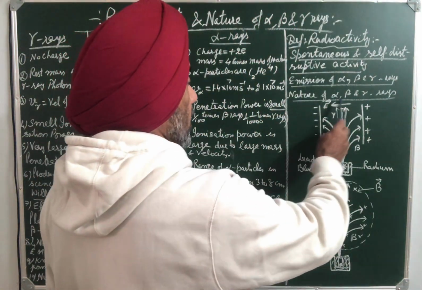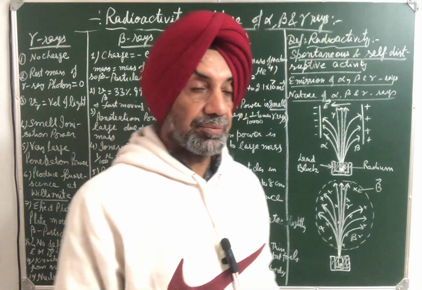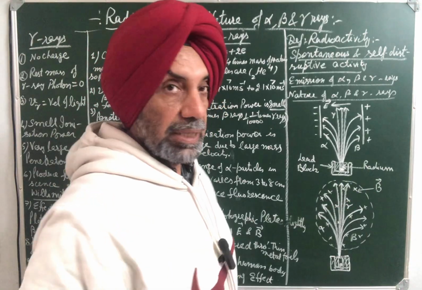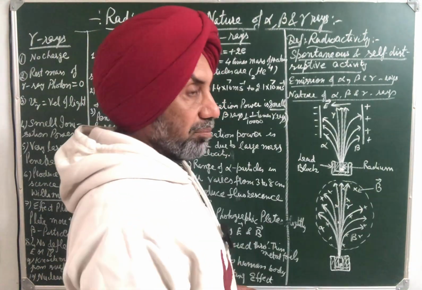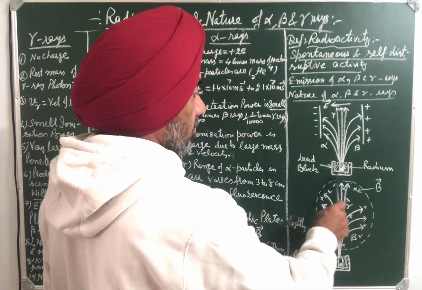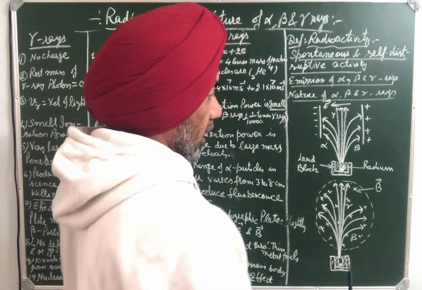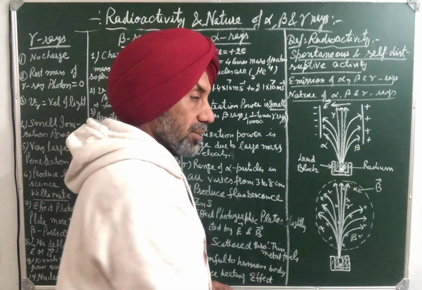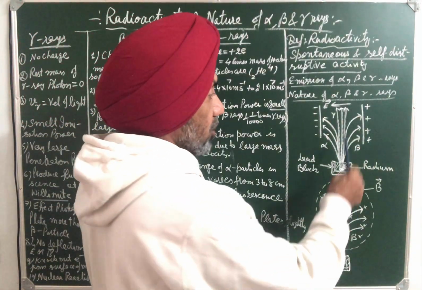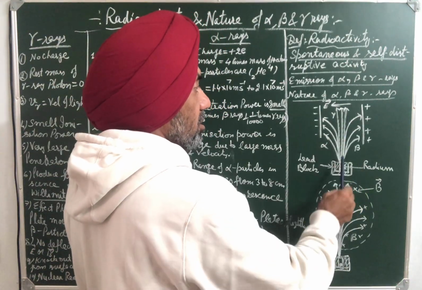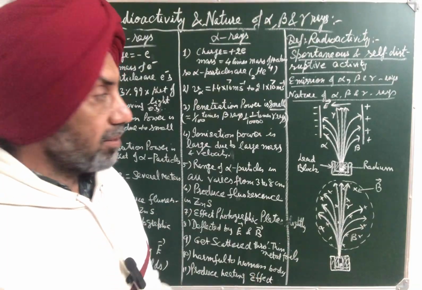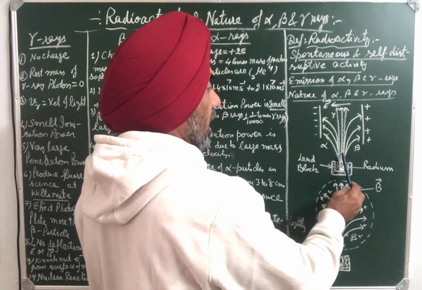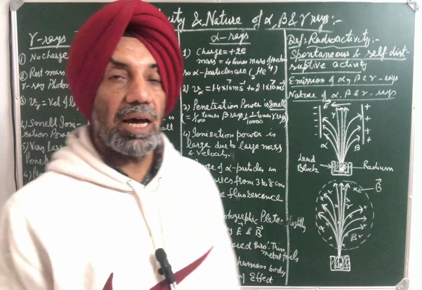Now, what is the nature of alpha, beta, gamma rays? Suppose we take a source of radiation, say radium, in a vessel which has lead blocks and a fine hole, and we put two plates, one positive plate and one negative plate. Then experiments show that some radiation passes undeviated, some radiation gets deflected at small angles towards left, and some gets deflected at small angles towards right.